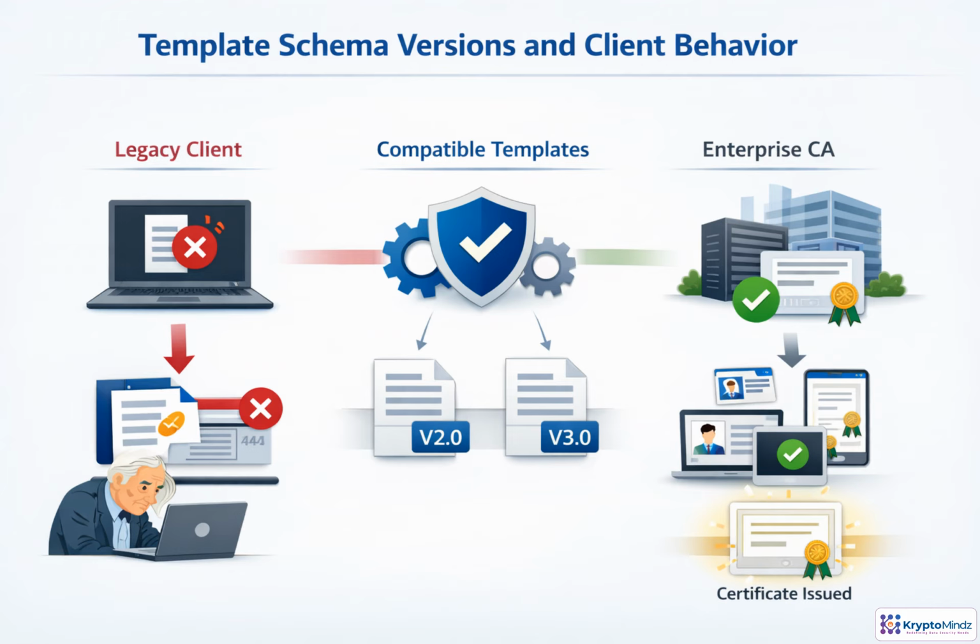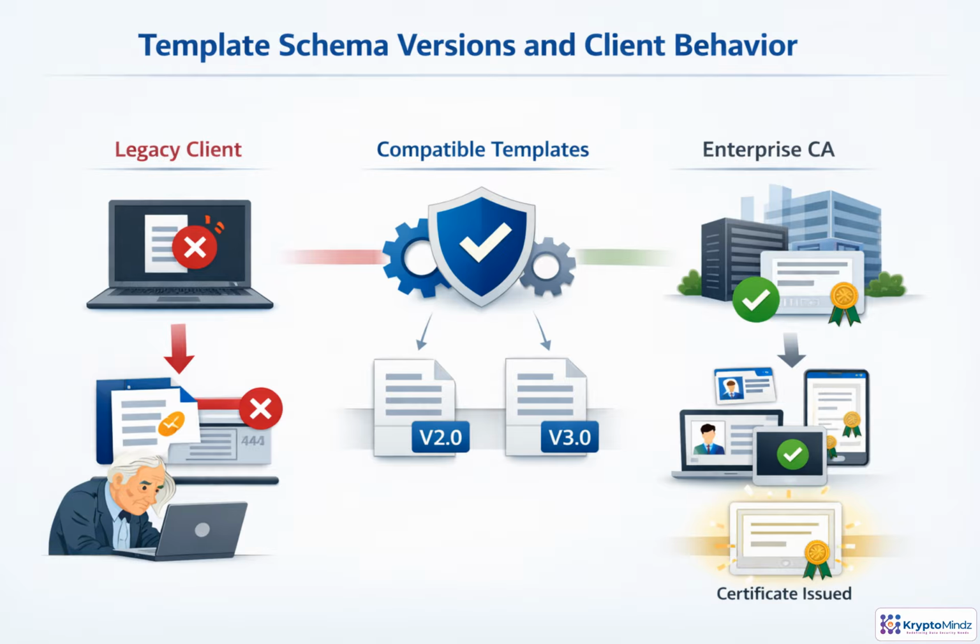Template schema versions are really a contract between clients and the CA. If a client only understands older versions, any newer attributes may be ignored or cause enrollment to fail. That's why we configure template compatibility. It limits which OS versions are expected to consume that template. The enterprise CA then checks both the template configuration and the requester's capabilities. Enrollment, renewal, and management operations succeed only when those two sides line up.